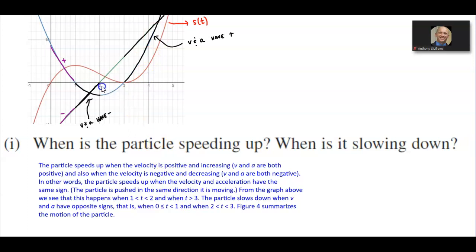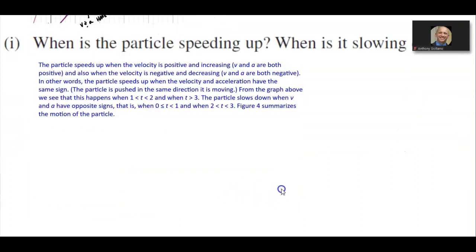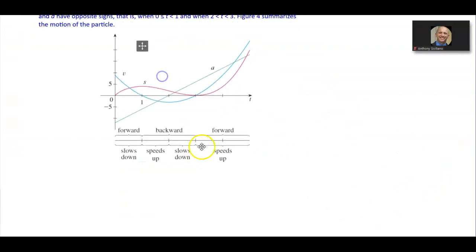Okay, and then what about in between 2 and 3? Well, if we take a look at 2 and 3, we can see that the acceleration function is positive, and we can see here that the velocity function is negative. So it's opposite signs there. So again, wherever they're opposite signs, the particle is going to slow down. So we can see what this looks like here by summarizing. So it slows down here, speeds up, slows down, and then speeds up according to this graph.